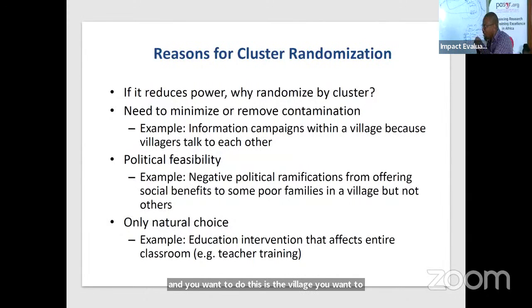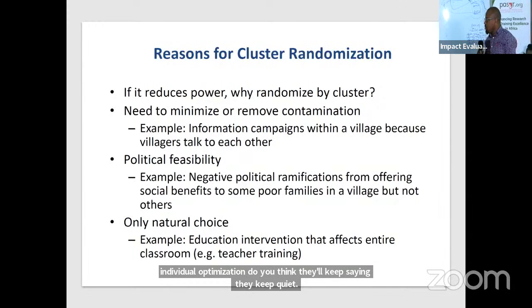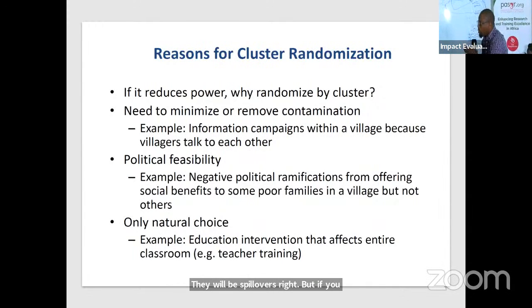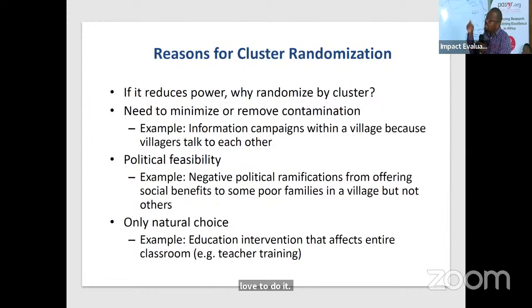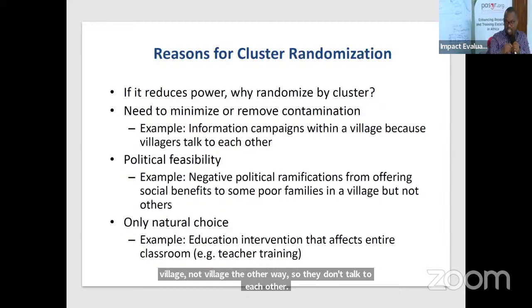Do you think they'll keep quiet? There will be spillovers, right? But if you want to do that information treatment, information intervention, you have to do it in this village, that village, the other village, so they don't talk to each other. Although these days that's very difficult because people have mobile phones. Okay, they have WhatsApp groups.